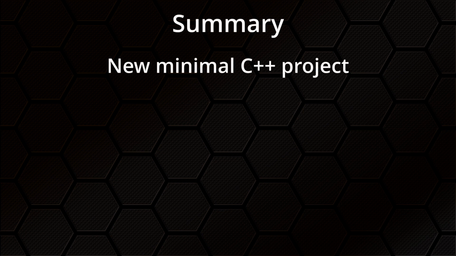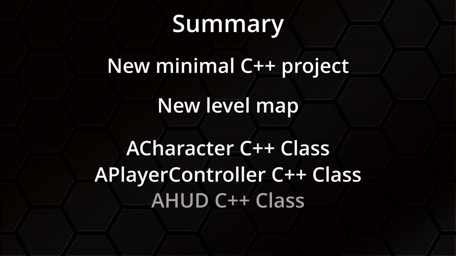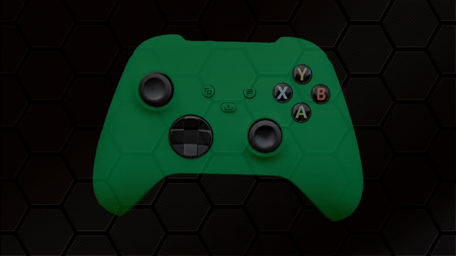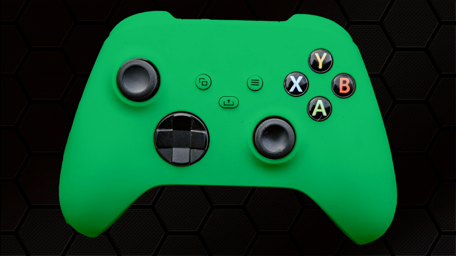So, we created a new minimalist project, added a similarly minimalist level map to it, and then we created three C++ classes that inherit from three of the Unreal Engine framework classes. We created a blueprint game mode and set it to use our three new classes, and then set our new level map to use that game mode and therefore those classes. Everything compiles and runs, even though it doesn't actually do much so far. It's a clean basis for learning more. The next step will be adding some player input, which we will do in the next video.